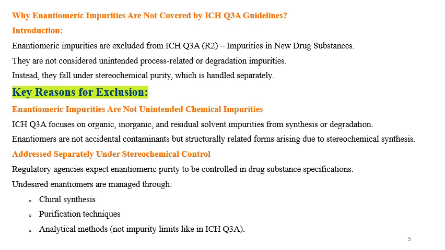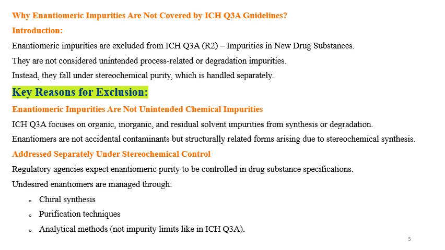So, what are the key reasons for not covering the enantiomeric impurities in Q3A guideline? Enantiomeric impurities are not unintended chemical impurities, as the ICH guideline Q3A focuses on organic, inorganic, and residual solvent impurities from synthesis or degradation. Enantiomers are not accidental contaminants, but these are the structurally related forms arising due to stereochemical synthesis. Then addressed separately under stereochemical control.